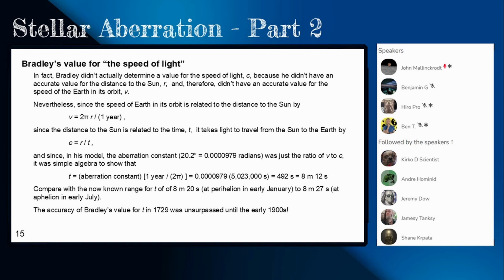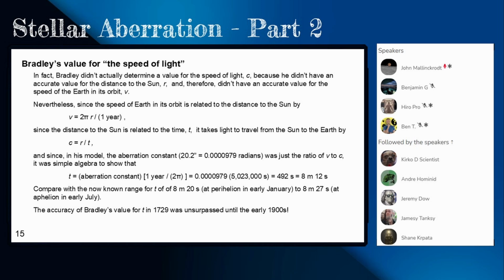His time of travel number, which is kind of equivalent in some sense to the speed of light, even though he didn't know the speed of light, didn't know the speed of the Earth. He did know the time it takes light to travel from the sun to the Earth to an accuracy that was not surpassed for nearly 200 years. Bradley's kind of effective value for the speed of light wasn't bettered until the beginning of the 20th century, which I think is really another truly amazing kind of historical fact.